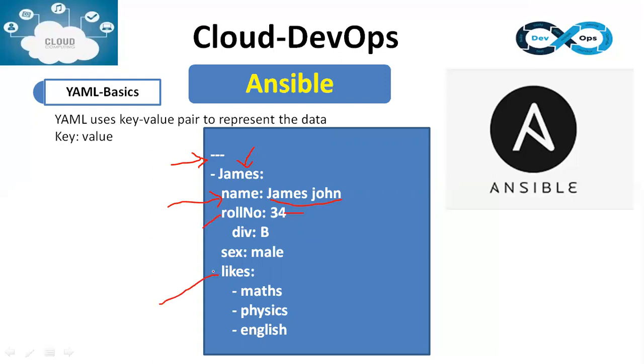and here likes is a key, and this one mentions multiple values for the same key. So if you wanted to iterate or assign multiple values, this is the way. This will become the single key, and these are all the 3 different values for the same key.